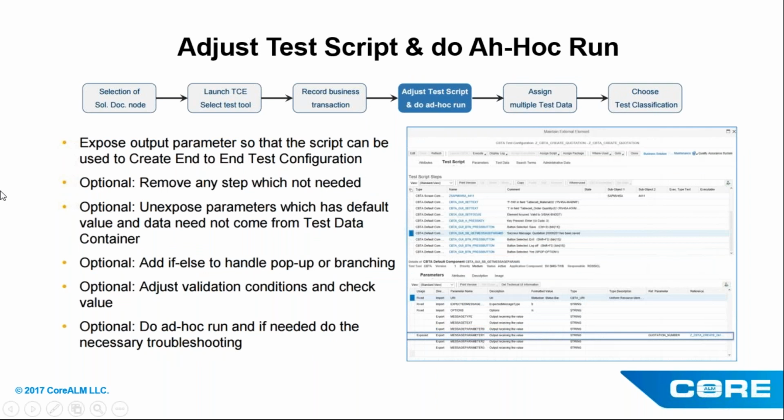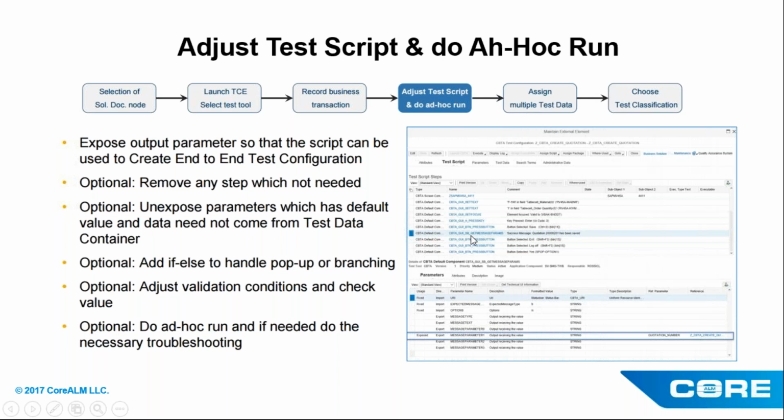Next is after the recording. Within 7.2, one of the main features is that if you found you had a need to re-record, or there was an issue with a component, there's a lot of things you could do. If a step wasn't needed, you could remove it, you could unexpose it, you can add if and else logic to handle a pop-up or branches.